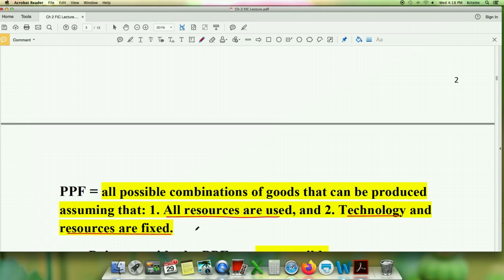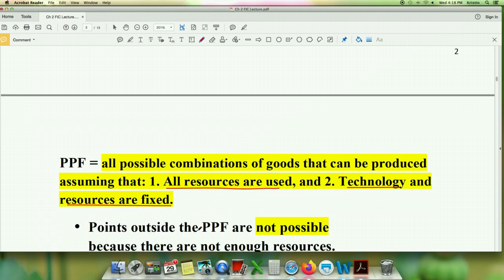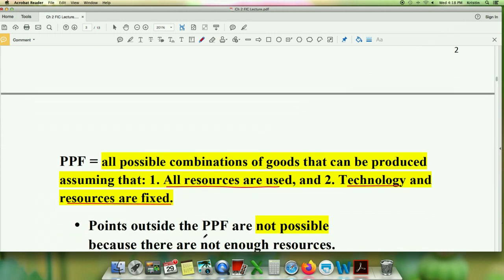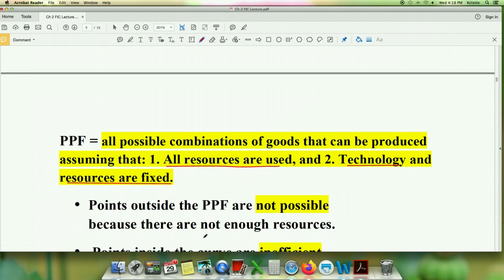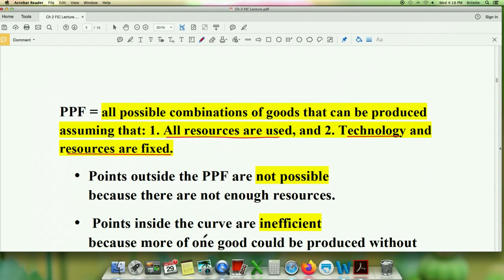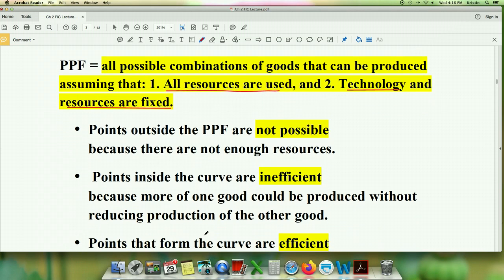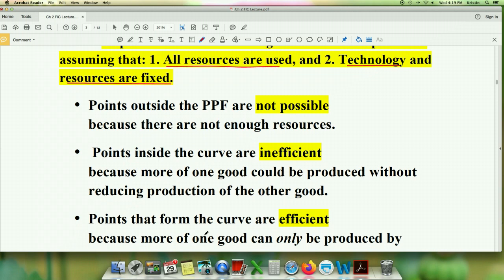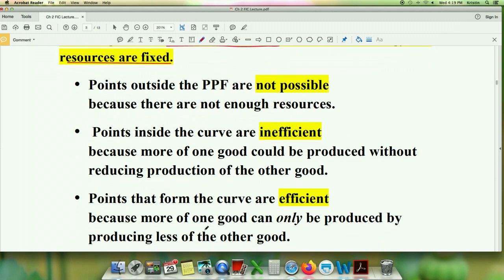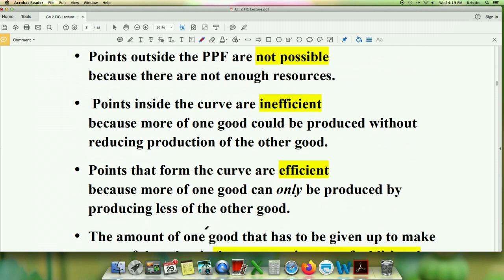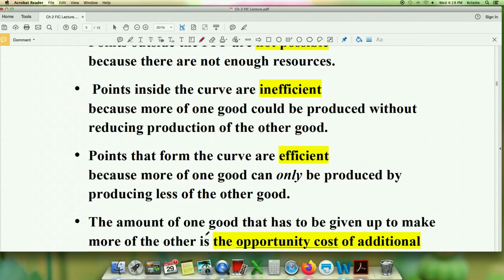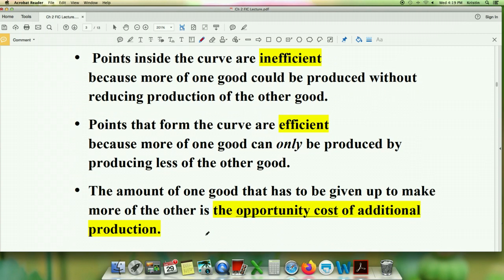Okay, the next things we've already talked about. So points outside the curve are not possible because there's not enough resources. Points inside the curve are inefficient because they're giving up opportunities to have more of the goods. And therefore, points that form the curve are efficient. And then opportunity cost. So the amount of one good that has to be given up to make more of the other is called the opportunity cost of additional production.